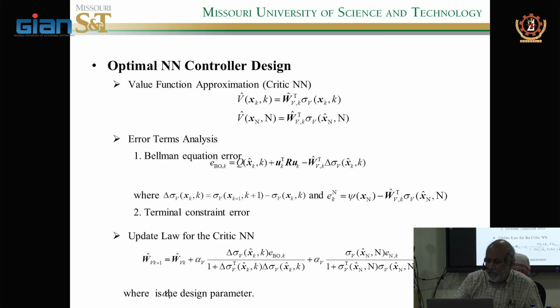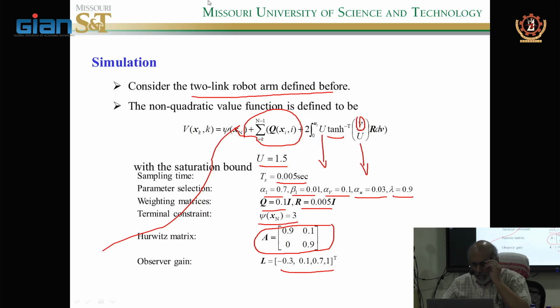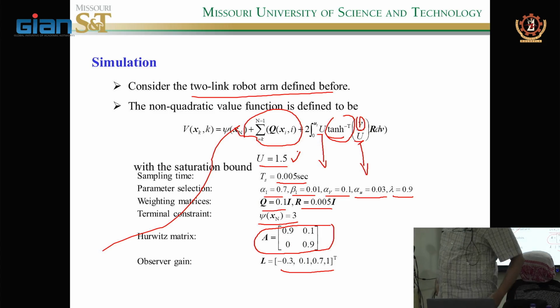So that's what I did here. If you look at the example, you see the tangent hyperbolic, and U is the limit. So this will help not to cross the saturation limit. That is correct.